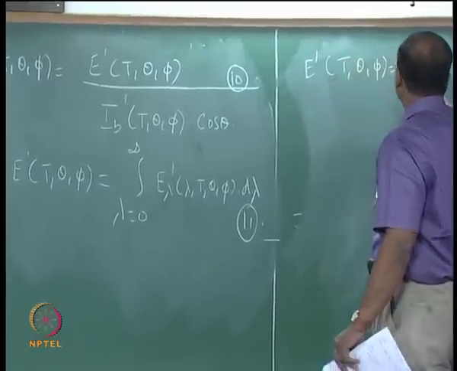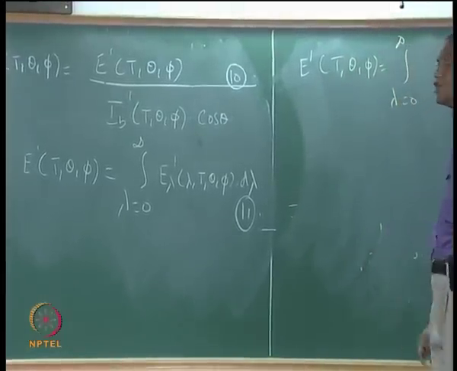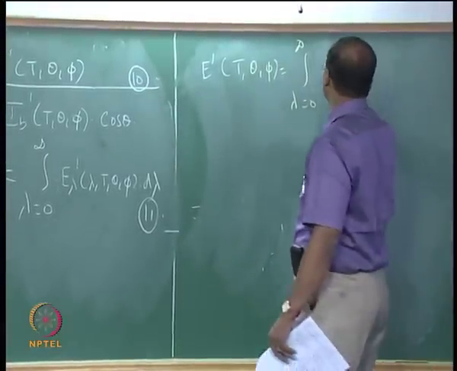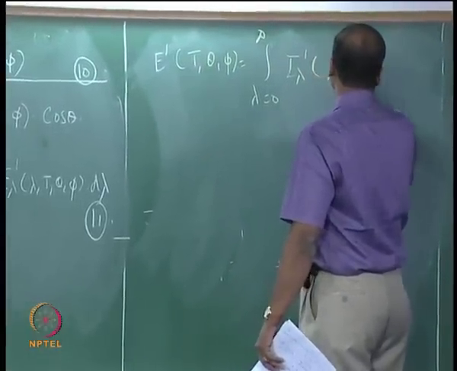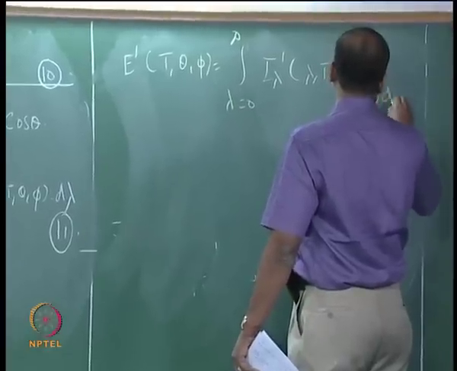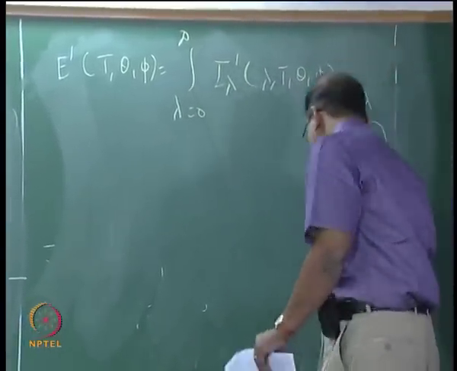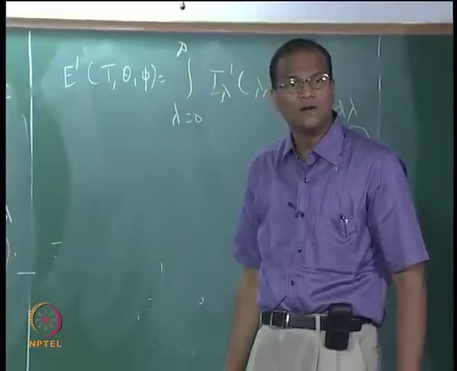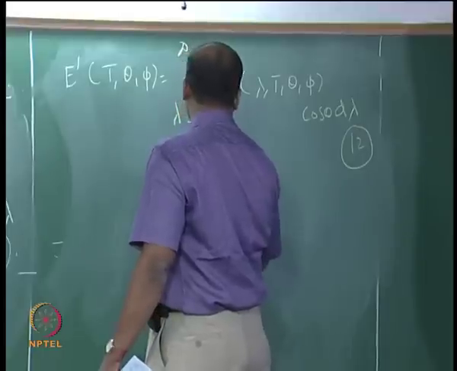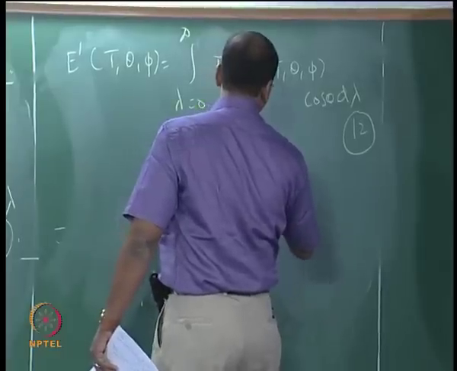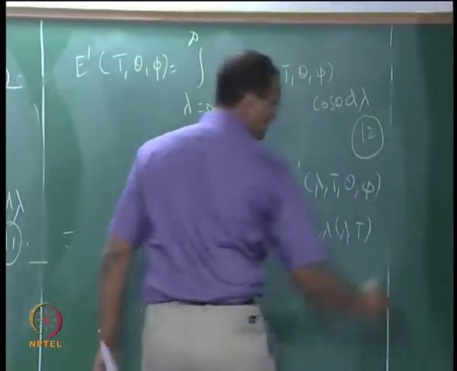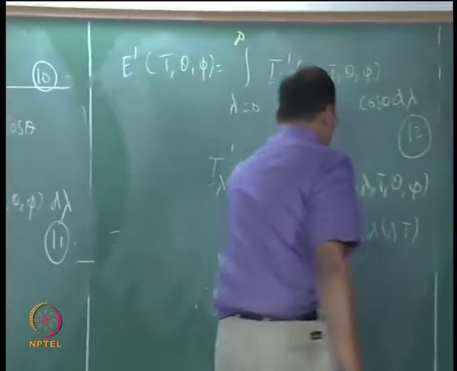See, I am changing the chalk piece, it is okay. So, what is the relationship between e lambda dash and I lambda dash? Cos theta, very good. So, equation 12. But what is I lambda dash itself? What is I lambda dash itself? Is it correct? Is that correct? Equation 13.